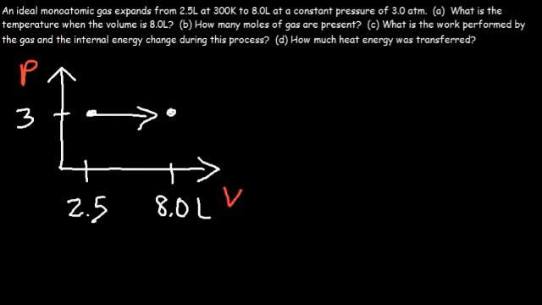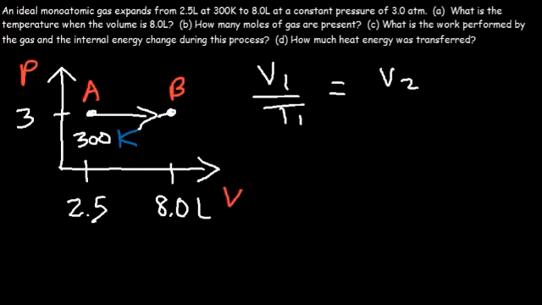So the work has to be positive since we're traveling towards the right of the PV diagram. So we're going from position A to position B. At position A, the temperature is 300 Kelvin. We need to calculate the temperature at position B. So how can we do that? Well, we can use this equation. V1 divided by T1 is equal to V2 divided by T2 under constant pressure conditions. This is known as Charles' law.